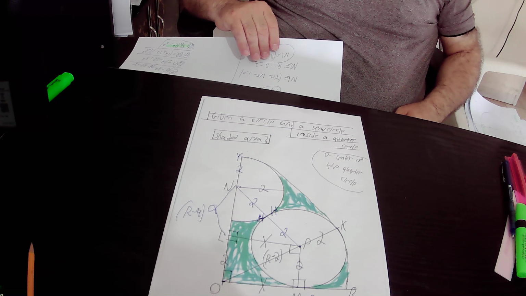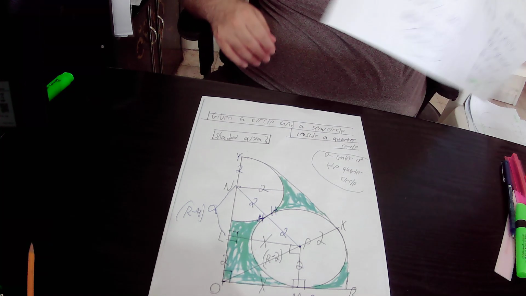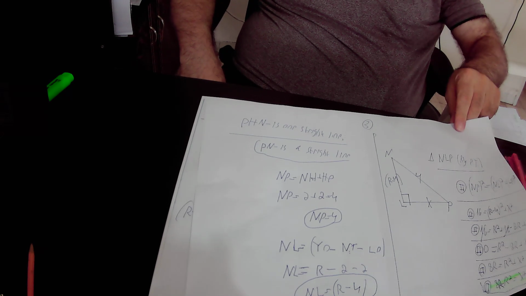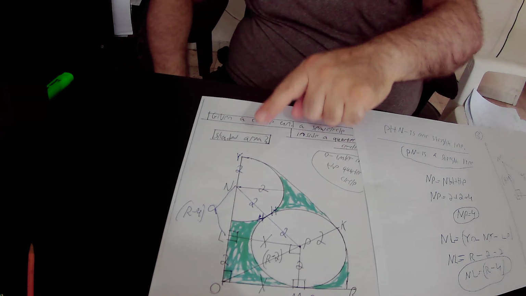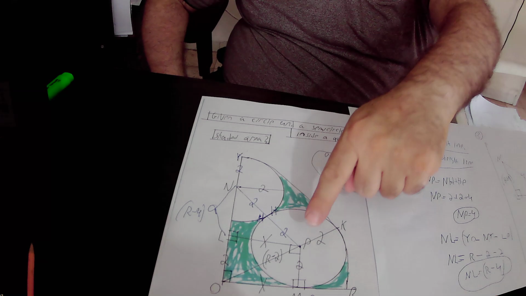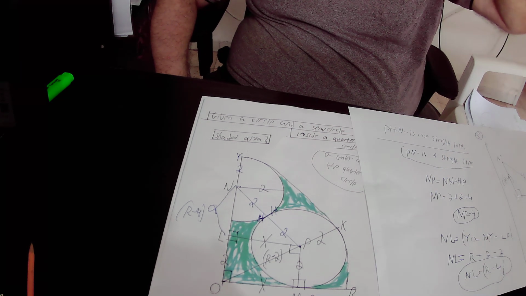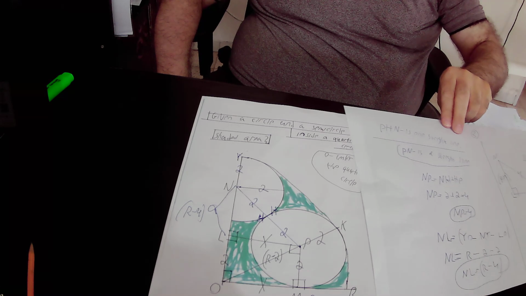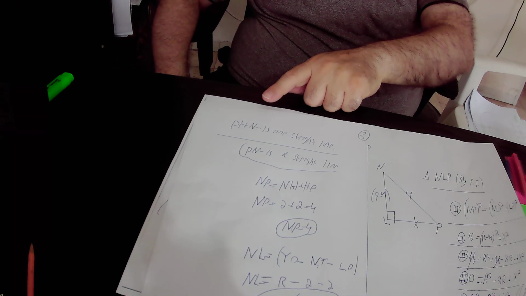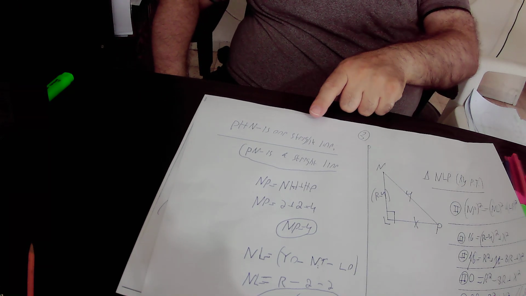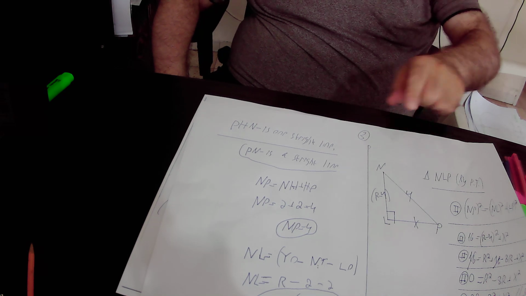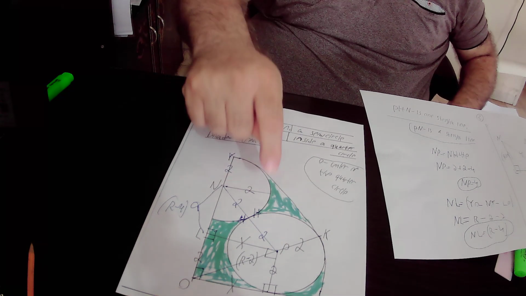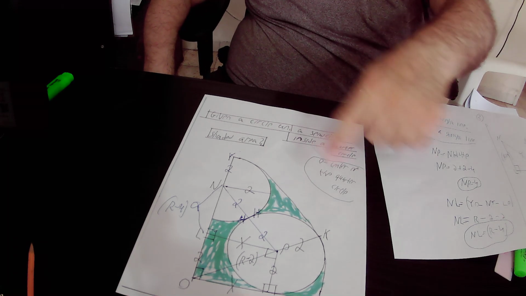Okay, so we found out that PHN or NHP is one straight line. We can also say that points N, H, and P are all located on the same straight line. It is the same thing as saying that PHN is one straight line. So if PHN is one straight line, then PN is also a straight line.